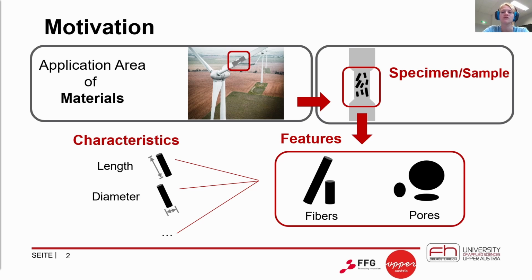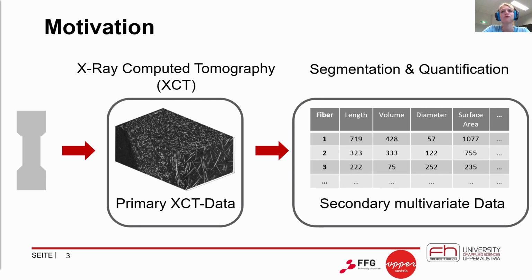Specimens can consist of fibers and pores, and the distribution of these features and their characteristics, like the length or the diameter, can determine the properties of the specimen. Through X-ray computed tomography, we can produce images of the internal structures of the materials. And through segmentation and quantification algorithms, we can then identify the features and their characteristics.